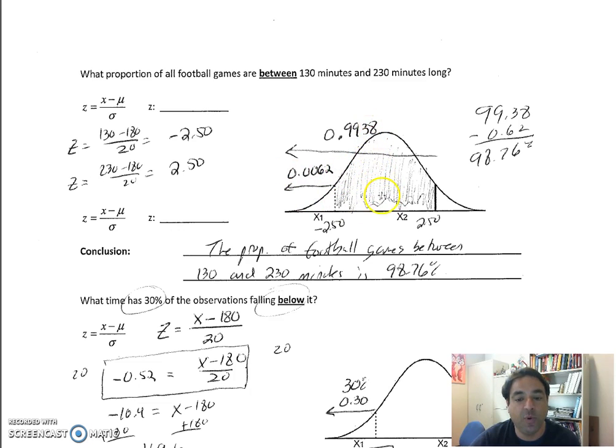So if I just want the center, I would take these two numbers and subtract them. So 99.38% minus 0.62% is 98.76%. So the proportion of football games between 130 and 230 minutes is 98.76%. Large shaded, large answer, everything matches.